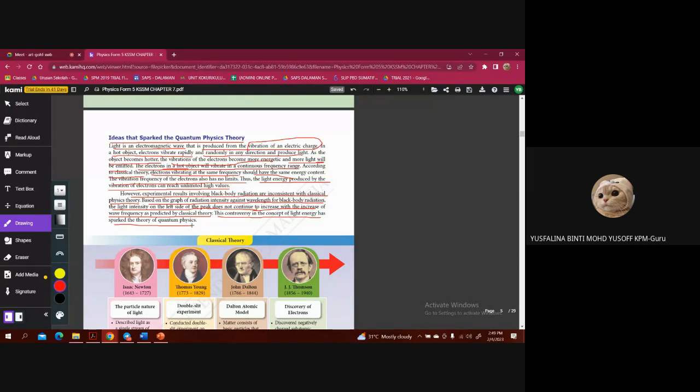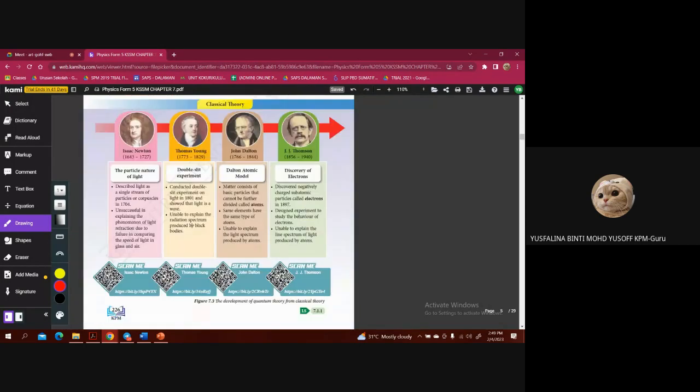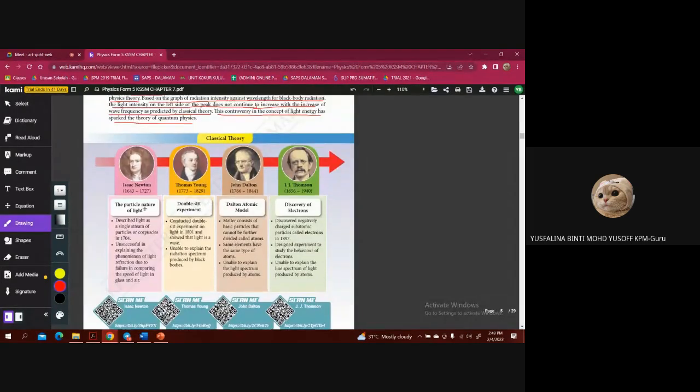Okay, so the classical one starts from Newton. First, Newton said that the particle is the nature of light. So he described light as a single stream of particles or corpuscles in 1704. It was unsuccessful in explaining the phenomenon of light refraction due to failure in comparing the speed of light in glass and air.